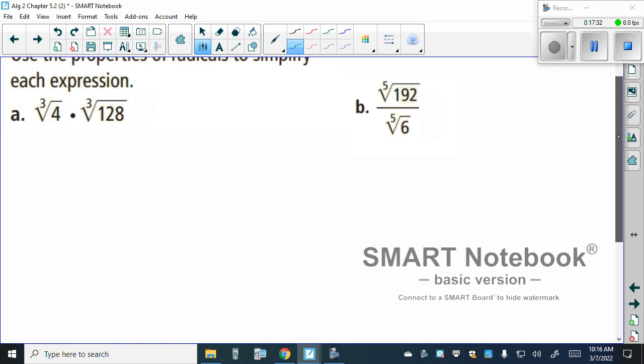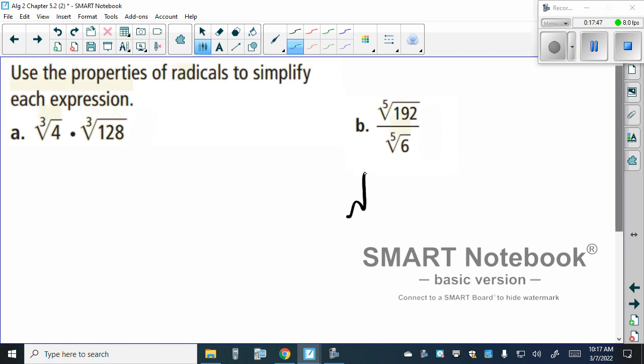The fifth root of 192 divided by the fifth root of 6. Does 192 divide by 6 evenly? Okay. And again, for this to be simplified, we can't have a radical in the denominator, and we can't technically have a fraction inside the radicand. But since they do divide evenly, putting them back together does help.